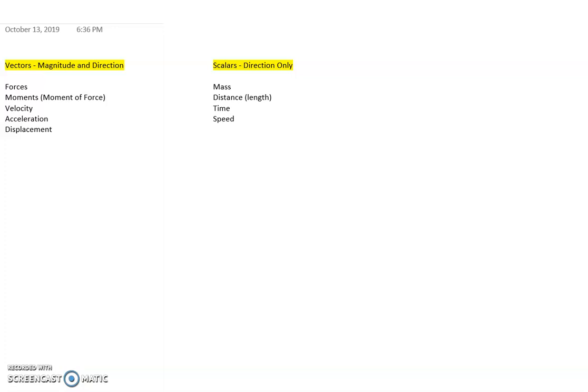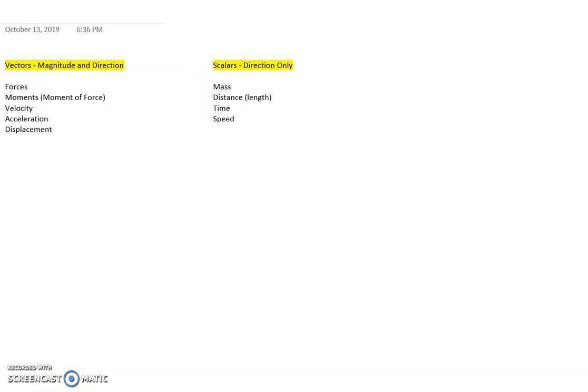Okay, guys, one of the most popular topics for my poll to review was the difference between vectors and scalars. So here I have written those variables that are vectors. So over here, and over here I have those variables that are scalars.